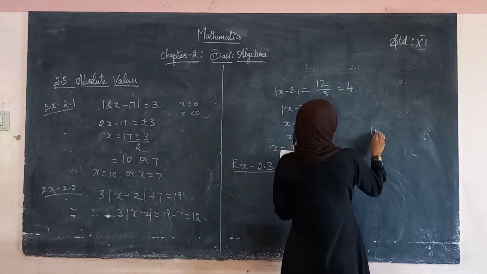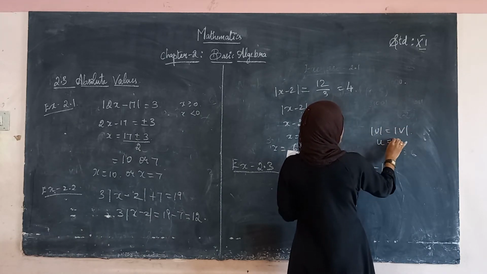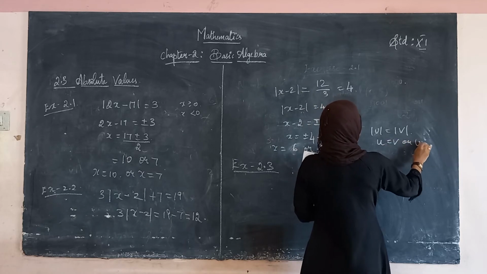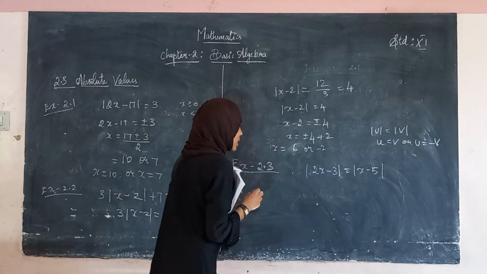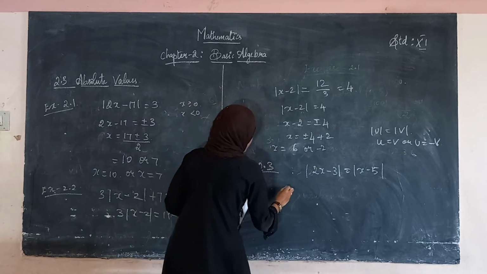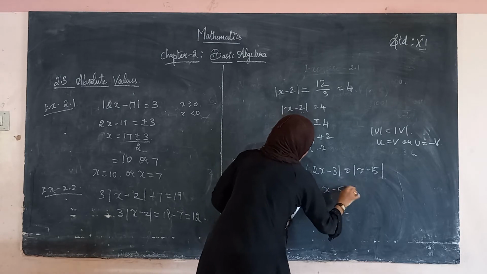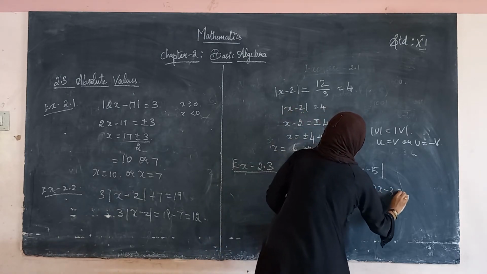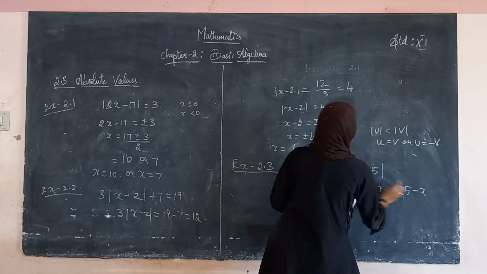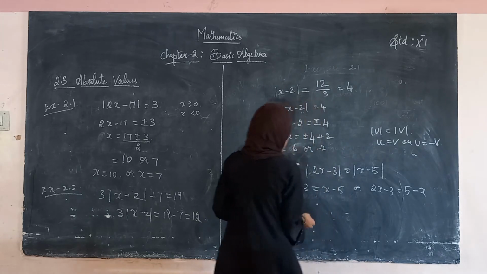Modulus of u is equal to modulus of v means u is equal to v or u is equal to minus v. It can take any one of the values. Therefore, 2x minus 3 is equal to x minus 5, or 2x minus 3 is equal to 5 minus x. That is, minus of x minus 5 becomes 5 minus x. Now, shall we solve this?